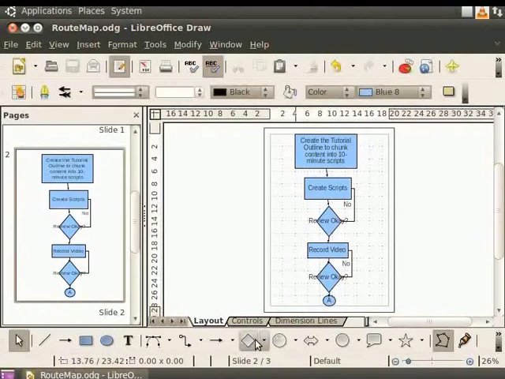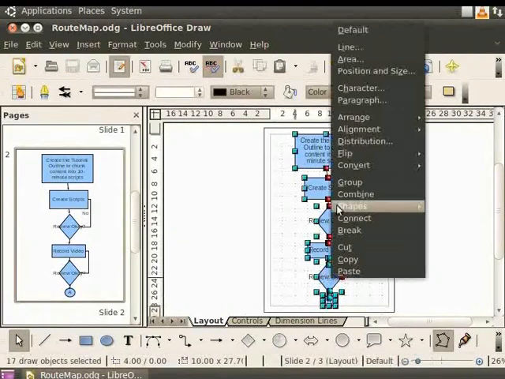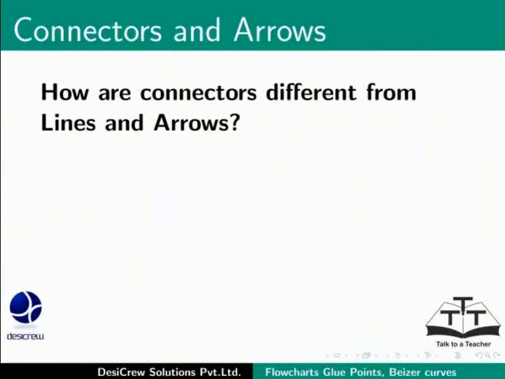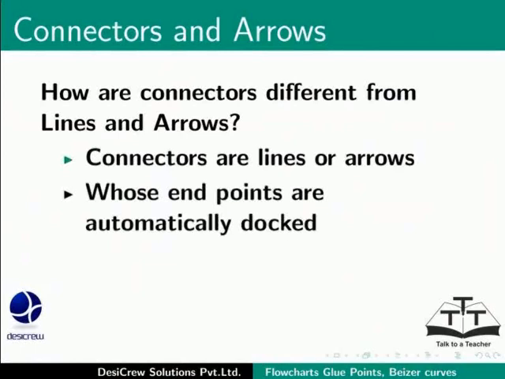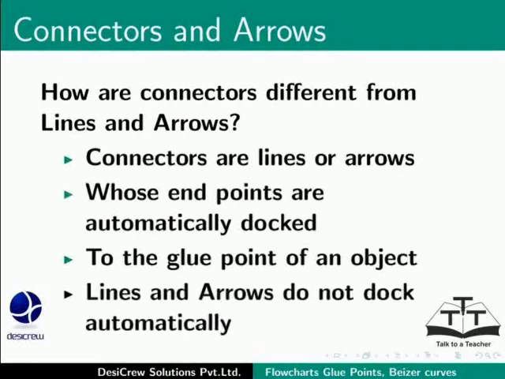You can also connect the objects using lines and arrows too. But in that case, you should group the objects. This is because arrows do not stay docked to objects. How are connectors different from lines and arrows? Connectors are lines or arrows whose endpoints are automatically docked to the glue points of an object. Lines and arrows, on the other hand, do not dock automatically.